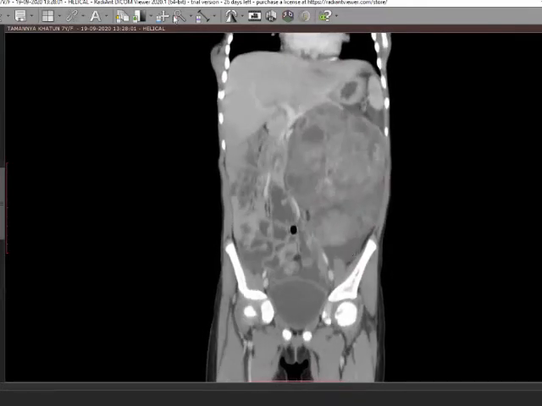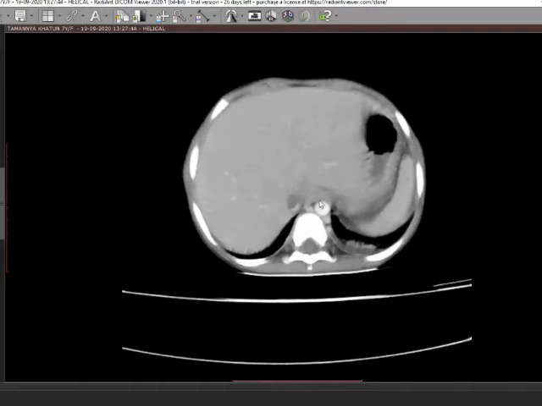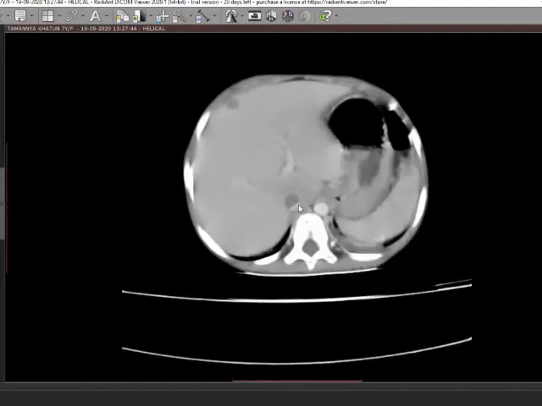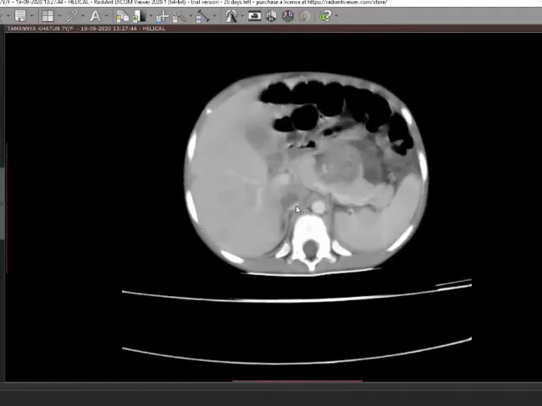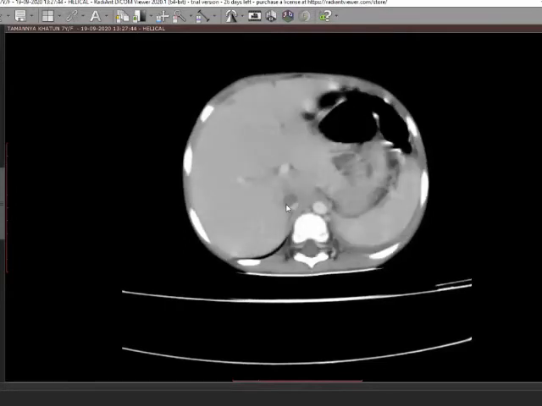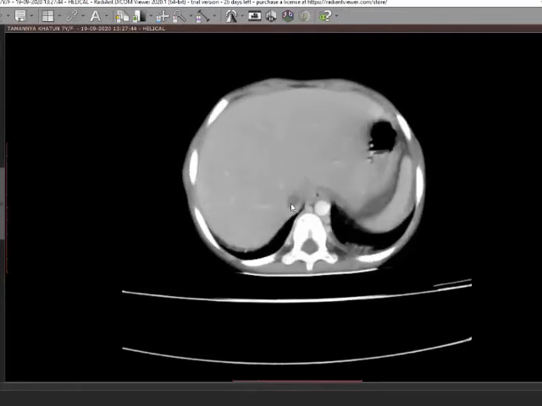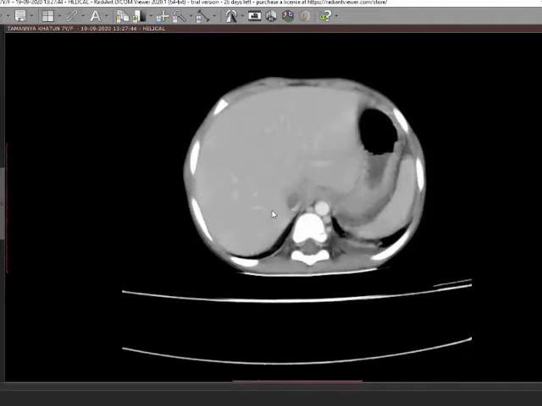So that was about the primary lesion. Now, coming to the other findings. Another thing is the presence of a tumor thrombus in the left renal vein extending into the IVC, right up to the junction of the IVC with the right atrium, and it is enhancing. That's why we call it a tumor thrombus.